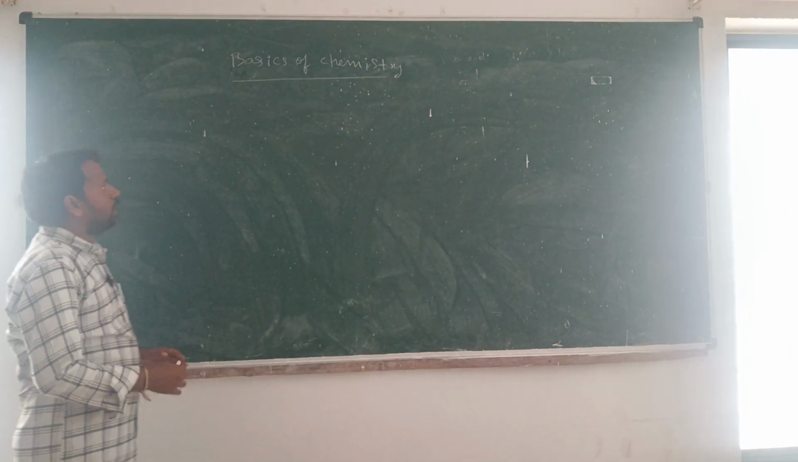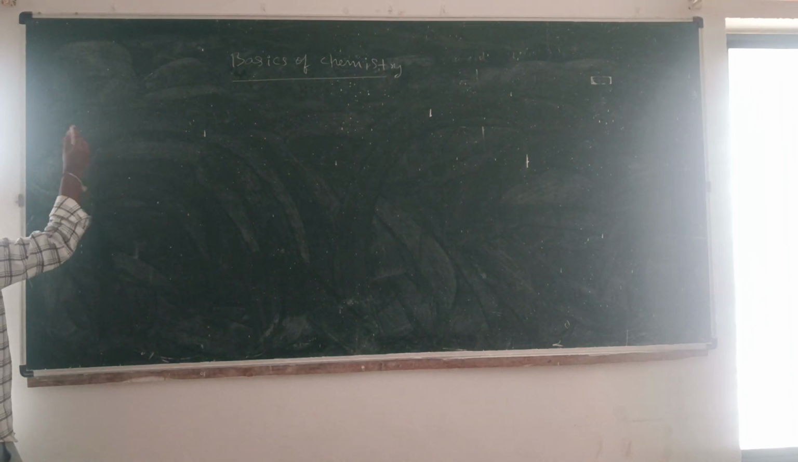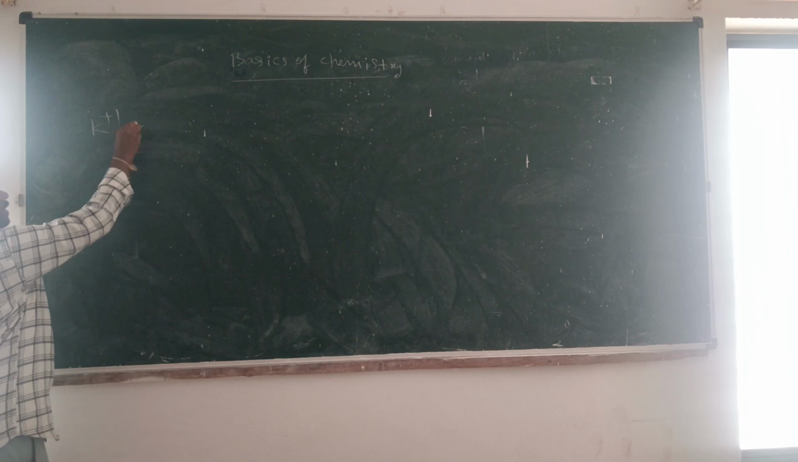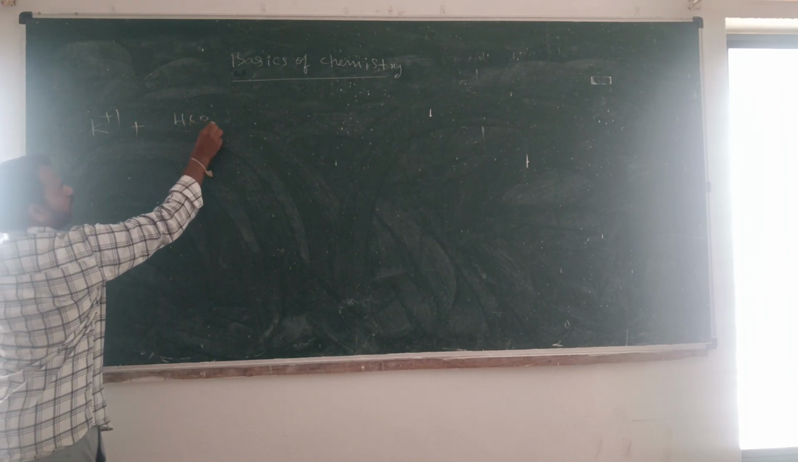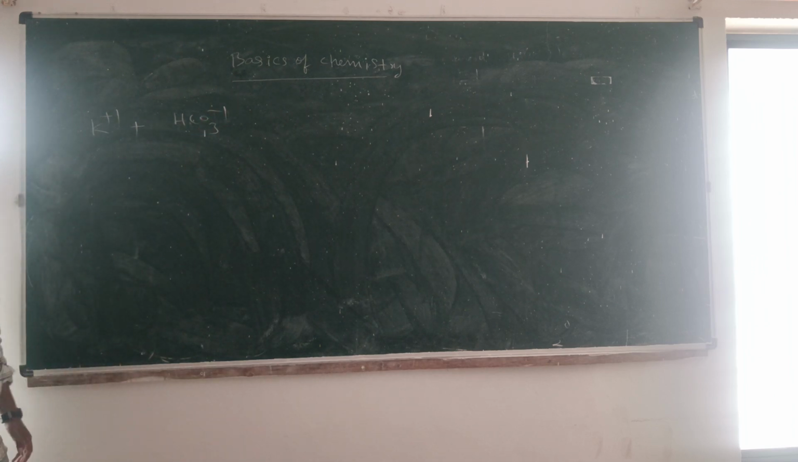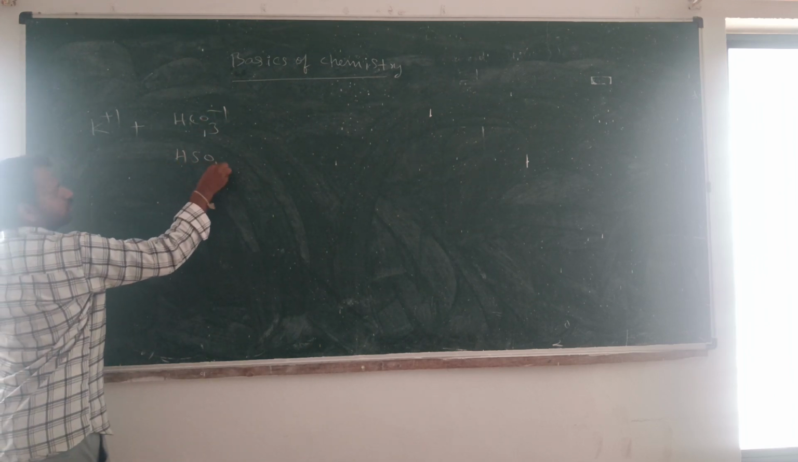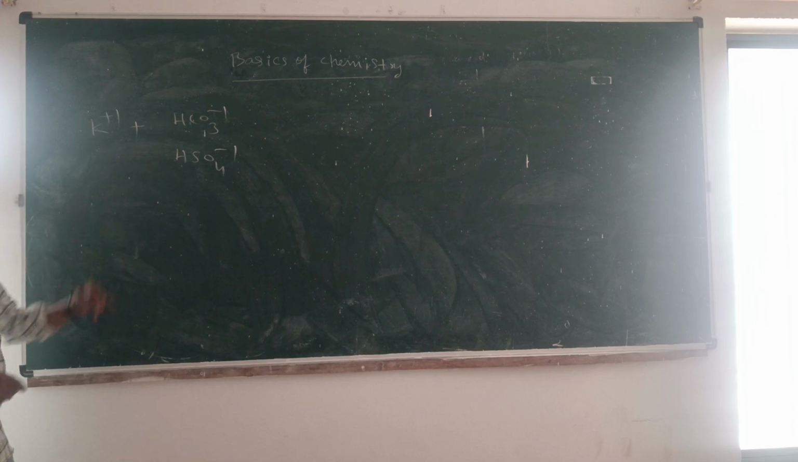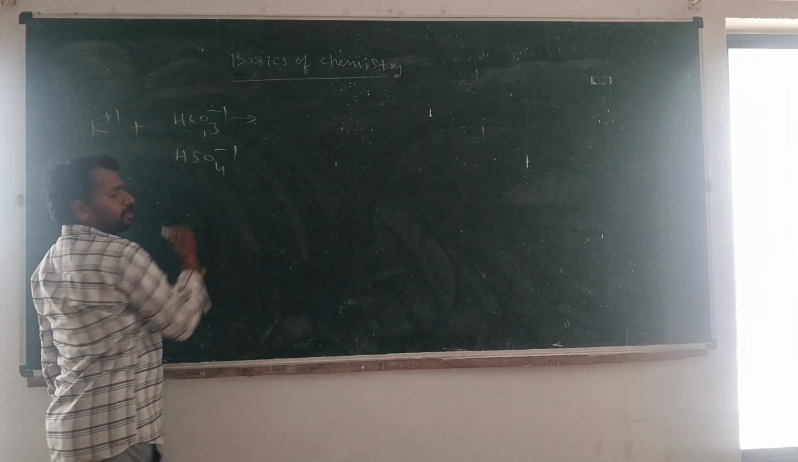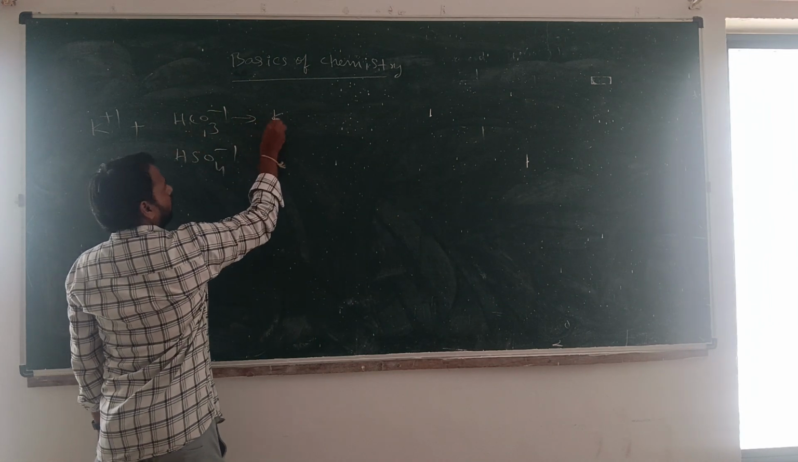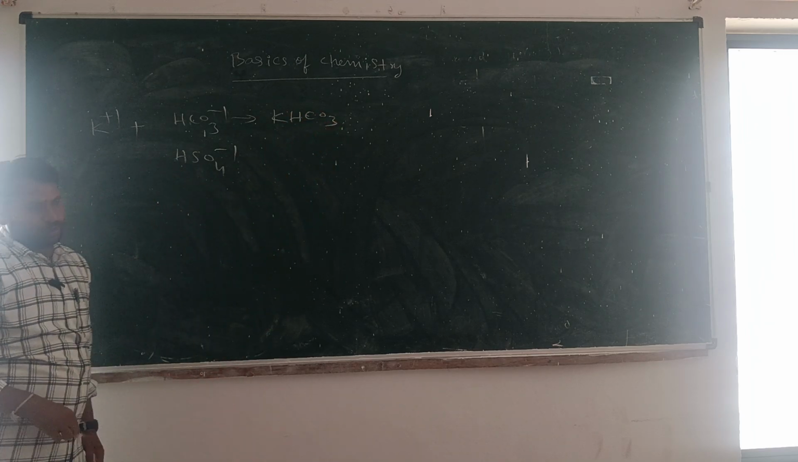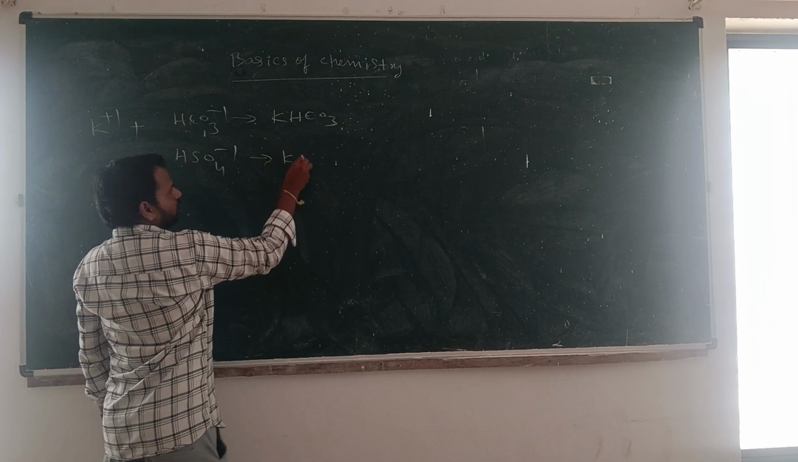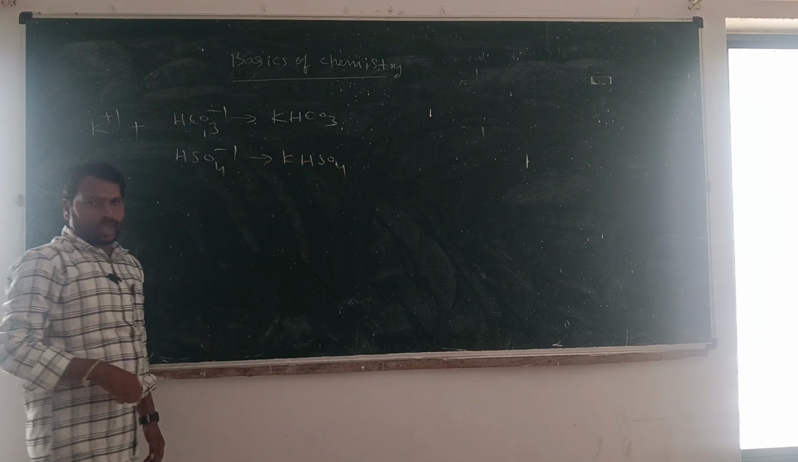Suppose I am writing a formula from potassium, K+, with HCO3 minus 1 and HSO4 minus 1. HCO3 minus is bicarbonate, or hydrogen carbonate. Both are monovalent, so we write KHCO3, potassium bicarbonate. Similarly, KHSO4 is potassium bisulfate.